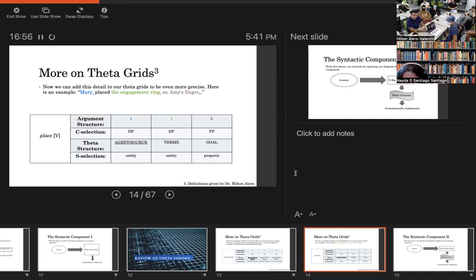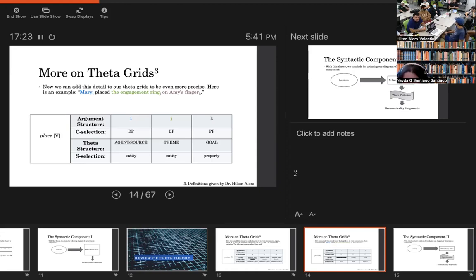If you eliminate any of those three phrases from that sentence, you will notice that there's something anomalous with the structure, like "Mary placed engagement ring." Either that, or you would have to fill it up with context. Exactly, but the thing is, you have to fill it up. Or "Mary placed on Amy's finger."